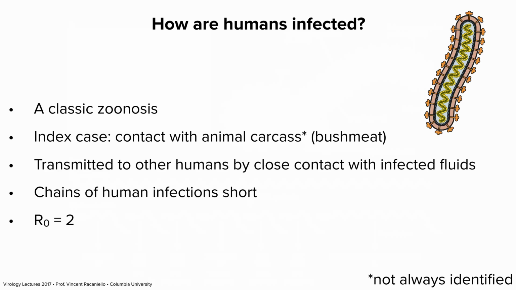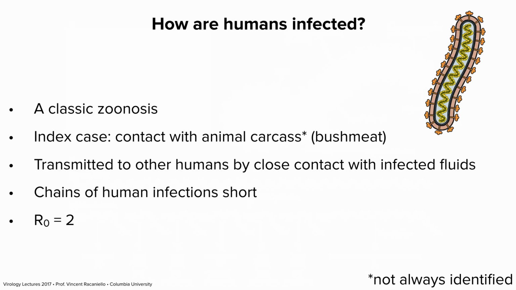Now, we don't always have the index case identified, but in many cases we can see it started with this person who ate bushmeat, and that's where the infection began. And then that's transmitted to other humans by close contact with infected fluids, because these individuals get rapidly infected, they shed a lot of virus, and with close contact, it's easy to spread it. But the chains tend to be short. What I mean by that is that one person will infect maybe a few other people, and then that's it.